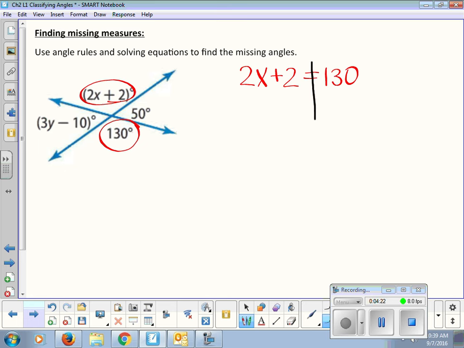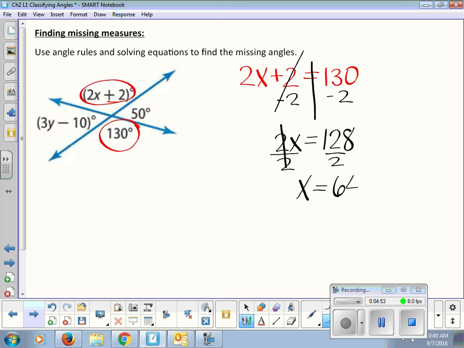And how do we undo a two-step equation? What do we want to get rid of first? Subtract by 2. Yeah, we want to undo this plus 2 by subtracting both sides by 2. 2 minus 2 is 0, so we're left with 2x on our left-hand side. 130 minus 2 is 128. When we have a number out in front, it means we're multiplying, so we have to do the opposite to get it by itself, which is divide by 2. And we get that x equals 64.